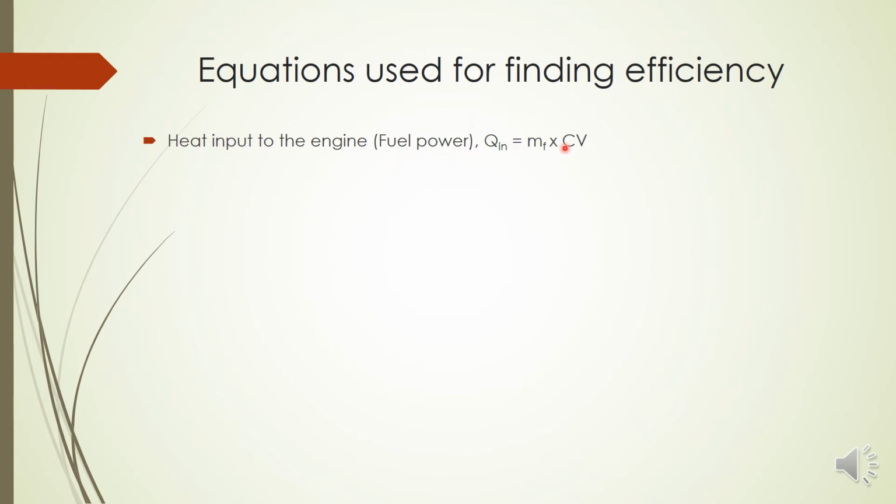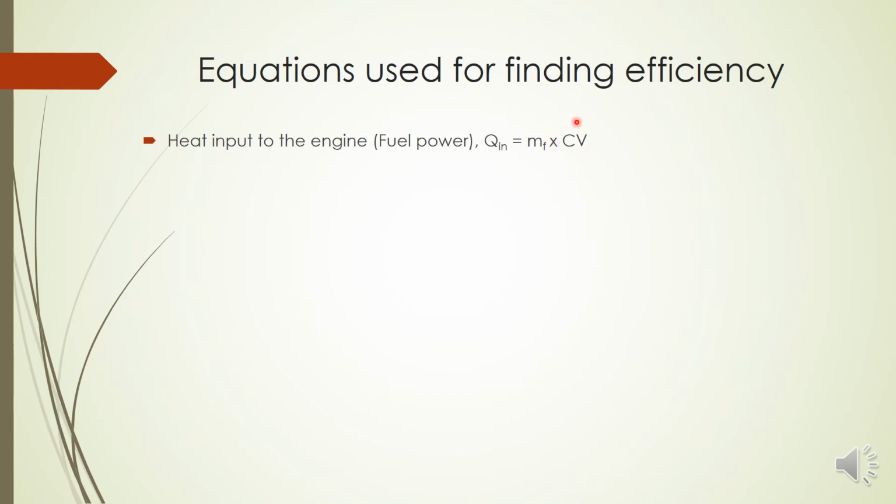We can find it by multiplying the mass flow rate of fuel by the calorific value. So the heat input to the engine, or fuel power, is equal to mass flow rate times calorific value. The mass flow rate can be obtained from fuel consumption, which we can measure using a burette or some other device, in volume per second. You have to convert that into mass flow rate and multiply by the calorific value, because each fuel has a calorific value. Calorific value is defined as the heat liberated by burning 1 kilogram of a particular fuel.